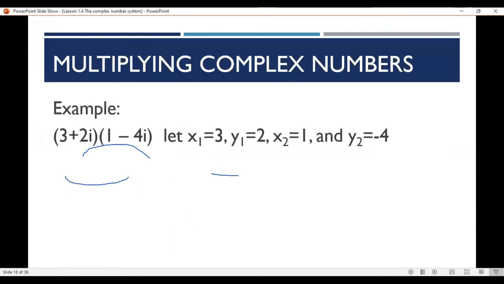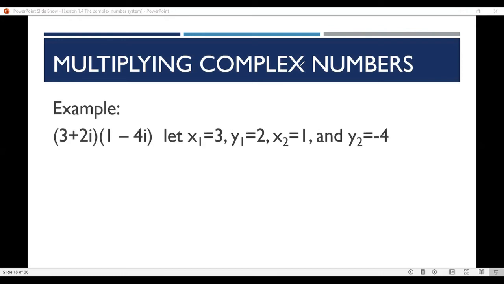Next, sa product naman. Same complex pa rin, ha? First complex, 3 plus 2i, at yung second complex natin ay 1 minus 4i. So, ang mga value ng x sub 1 natin, 3. y sub 1 ay 2. x sub 2 naman ay 1. At yung y sub 2, negative 4. So, kapag sinunod natin yung guidelines kanina, yung ating product ng real part minus product naman ng imaginary part para sa first factor or first term ng ating product.